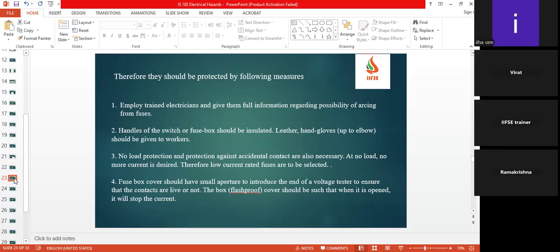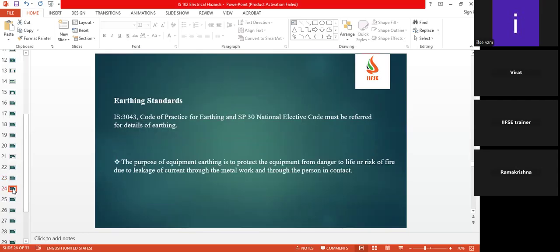For the same amount, you should have breakers so that it can safeguard the person in case he is involved in the circuit. Fuse box covers should have a small apparatus to introduce the voltage tester to ensure whether the contact is live or not. And the flash-proof cover should be such that when it is opened, it will stop the current. So these are the sophisticated equipments. When you open that, it will automatically switch off the supply.